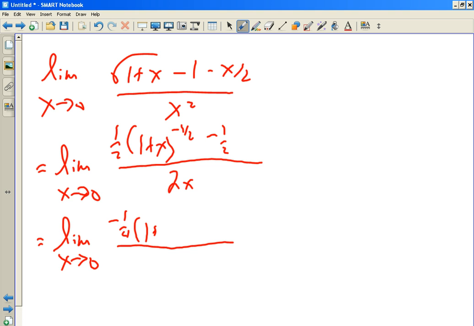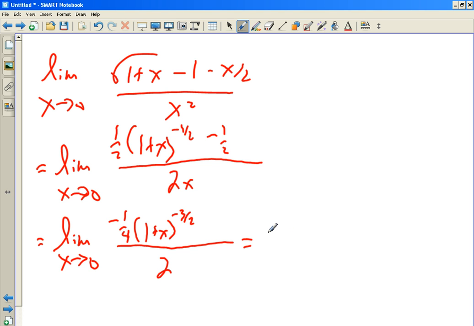Negative 1/4, 1 plus x to the negative 3/2, good. Derivative of this? 0. Derivative of that? 2. Well, now it's not over 0, so you've got to get an answer. Plug in x equals 0, what do you get?